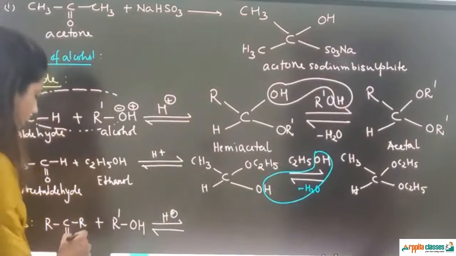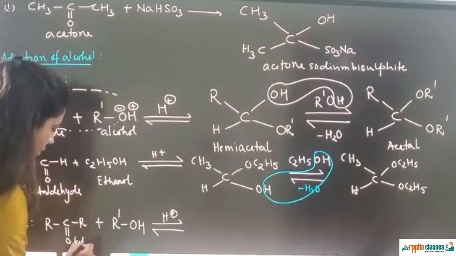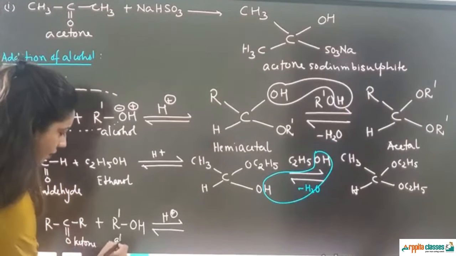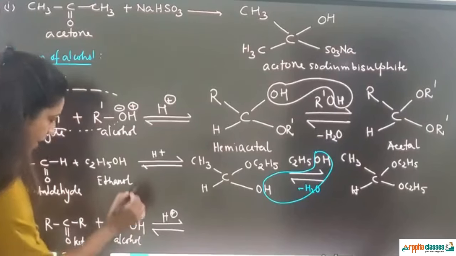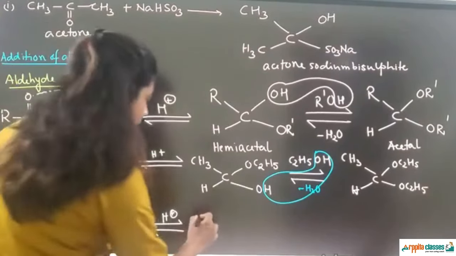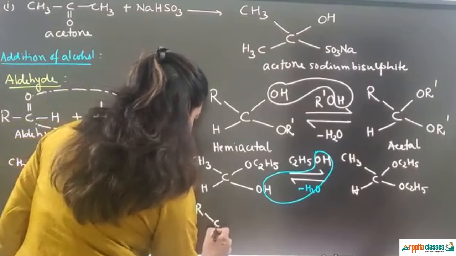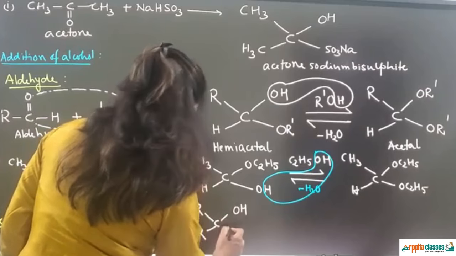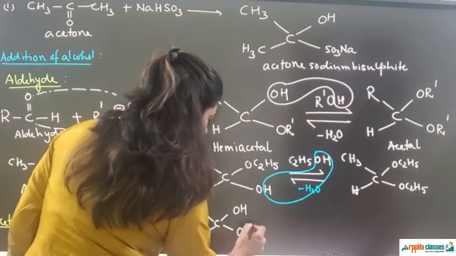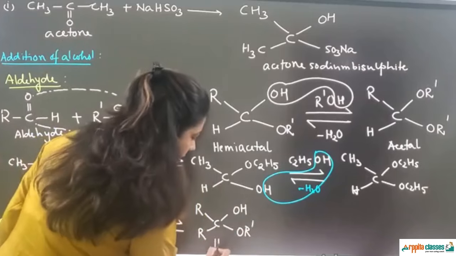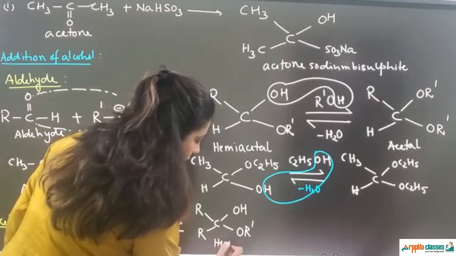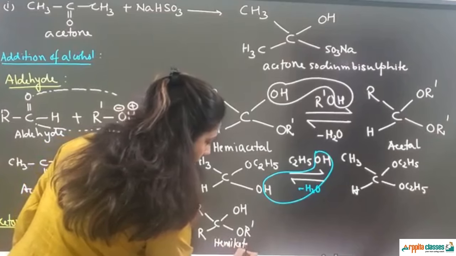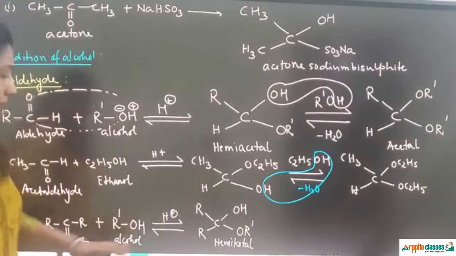Same reaction we can do with ketone. This is my ketone and this is reacting with alcohol. Now you are trying to write down the product. What will be the product? First I will write down the undisturbed bond RCR. One side it will be OH, on the other side it will be OR dash. This is your hemiketal now, because it is forming from ketone, so it's called as hemiketal.